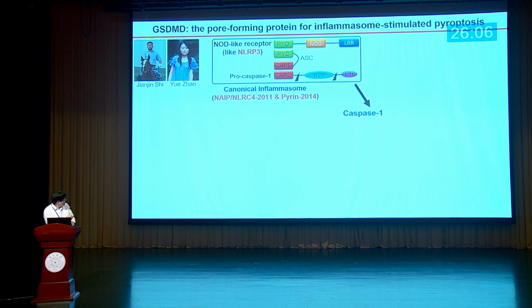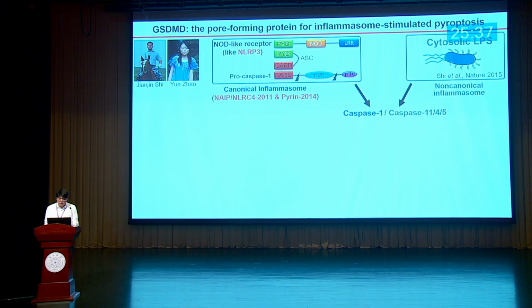In 2011, we discovered the NAIP-NLRC4 inflammasome that recognizes bacterial flagellin. And pyrin is another inflammasome that recognizes bacterial toxins that modify Rho GTPase. The best known canonical inflammasome is the NLRP3 inflammasome, which is connected to many cellular processes, including bacterial infection. So inflammasomes sense bacterial infection and drive caspase-1 activation.